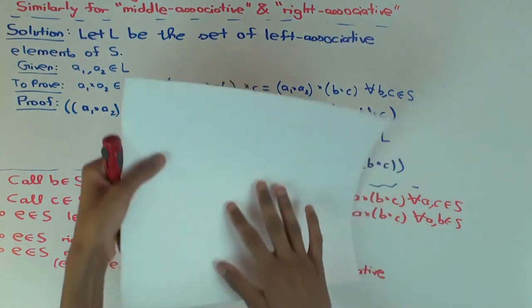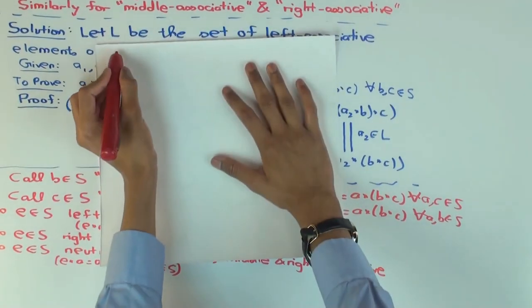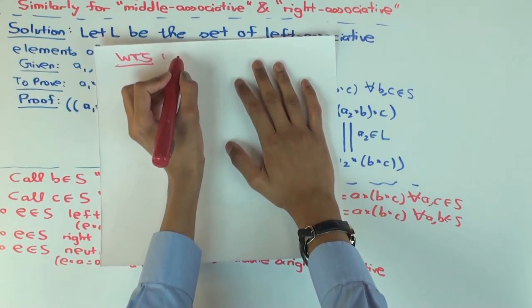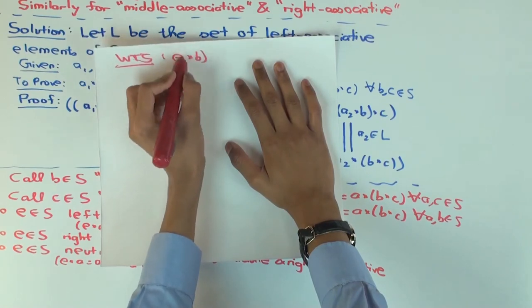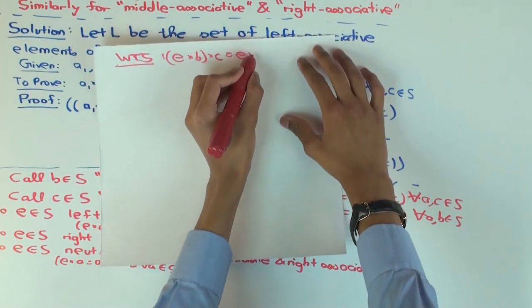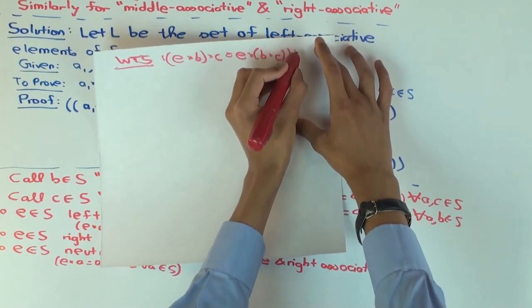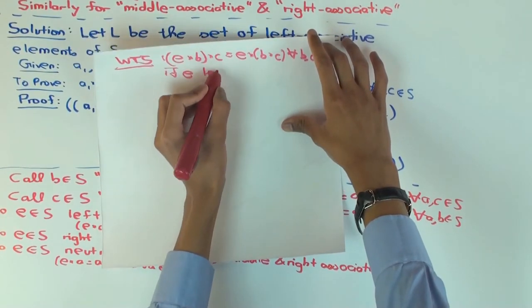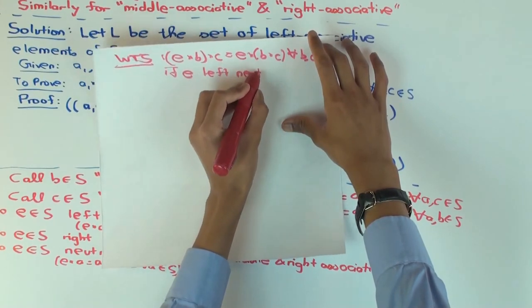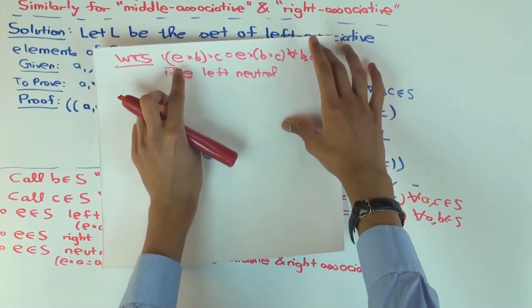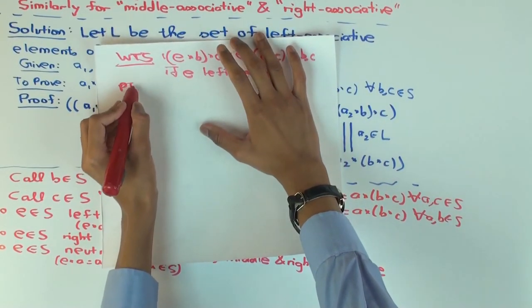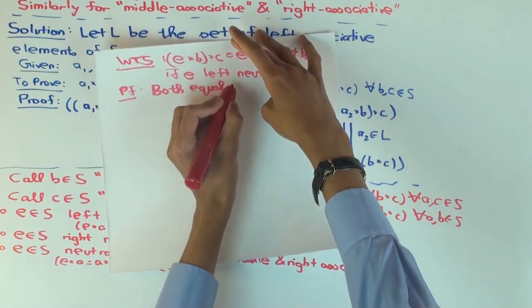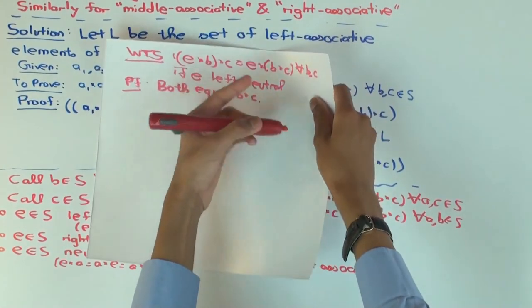Yeah. Why? So what we want to show, let's write it down. What we want to show: (E star B) star C is E star (B star C) for all B and C, where E is left neutral. So why is that true? Because they just equal each other. Well, what do they both simplify to? B star C. Both of them simplify to B star C. Okay, similarly, if E is right neutral, let me just finish writing this.